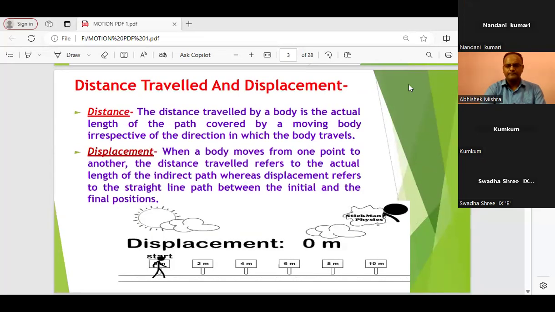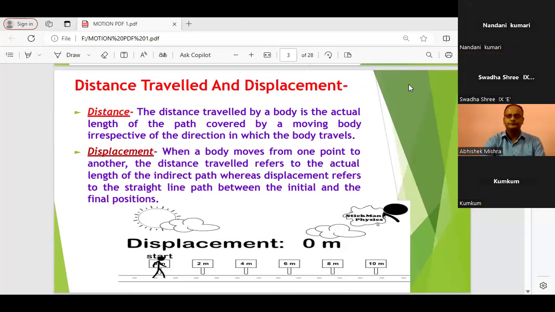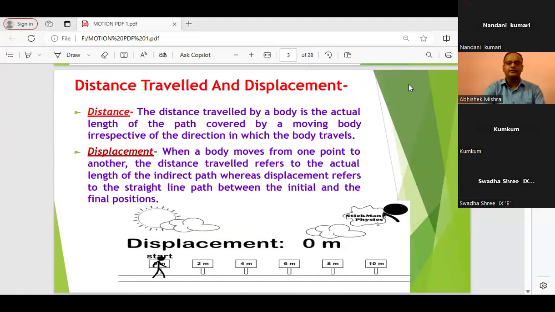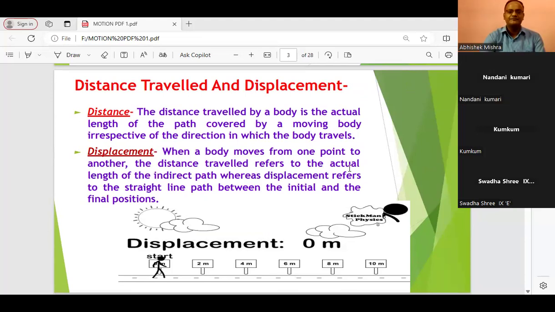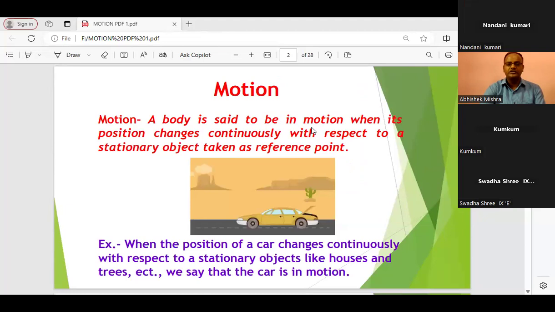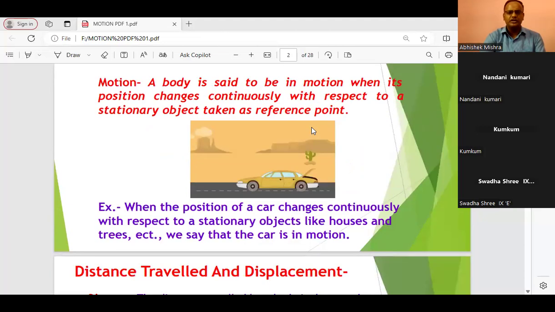Okay, Nandini, unmute yourself. Yes, sir. Sir, motion is the phenomenon in which an object changes position over time. Okay, the object changes position over time. Correct, Nandini. So we can define motion as when a body changes its position with respect to time, that will be called a motion.